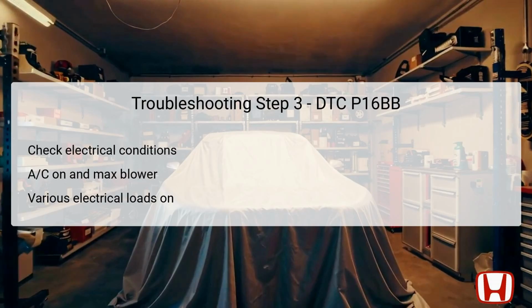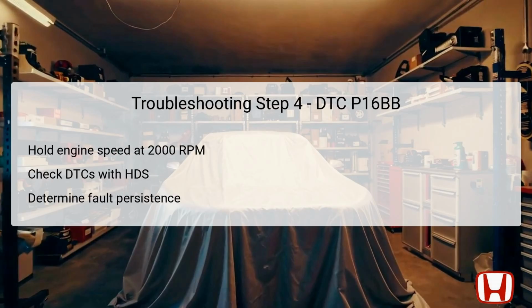Once the engine is started and the electrical loads established, the next step is to maintain the engine speed at 2000 RPM for 1 minute. This action replicates a consistent operating scenario to observe how the system responds under load.